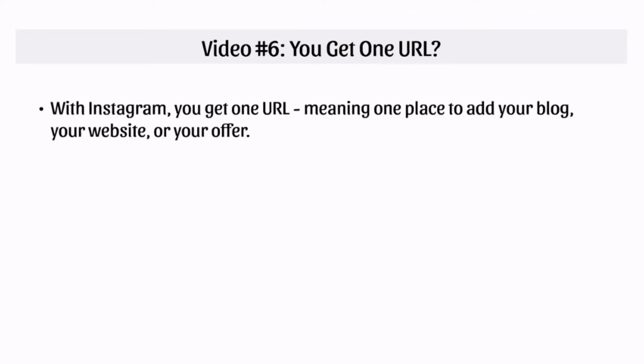So that's the reality with Instagram, you get one URL, meaning one place to add your blog, your website, or your offer. It's not like Facebook where you can create a post every single time and put a URL directly to your offer. You get one URL, so you got to choose it wisely. So the question is, what URL should you use?